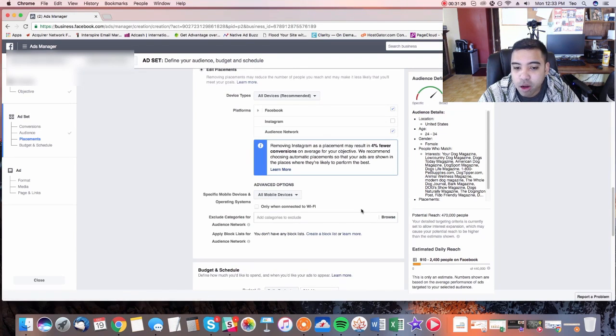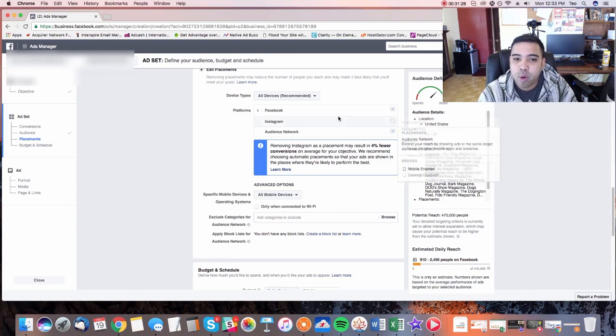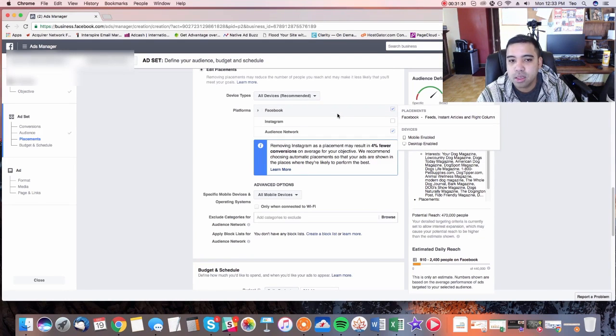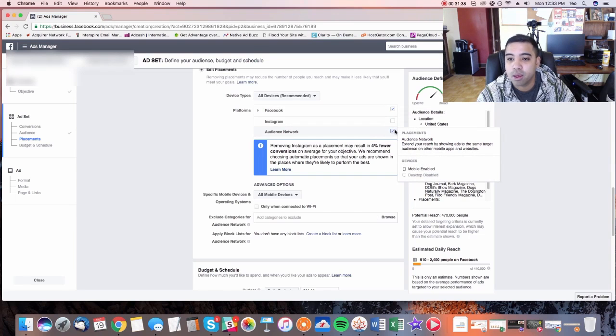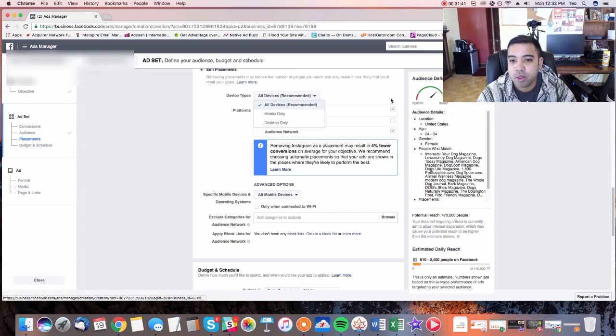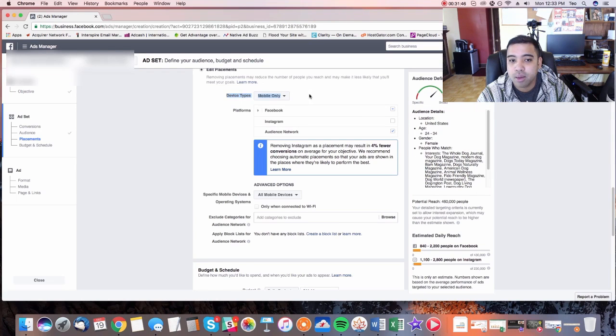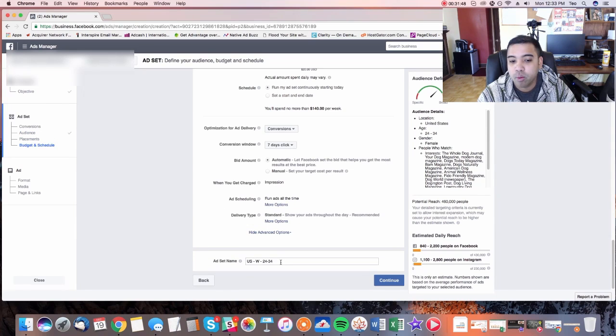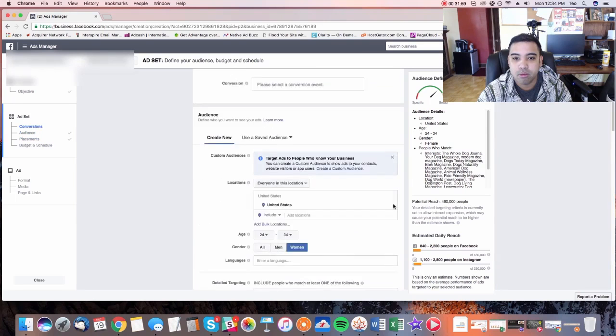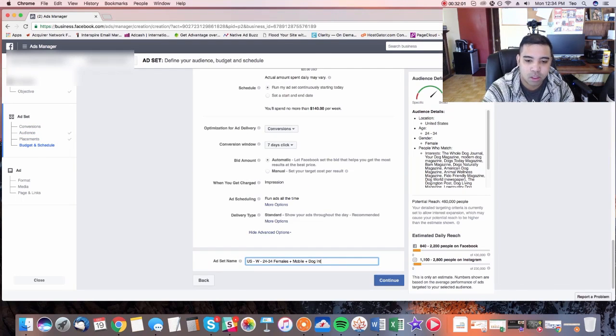You can apply block lists, and it's very important, when you're digging deep into Facebook advertising and Facebook placements, that you take a look at all of this and find out what's working for you. Maybe audience network is not working really well, but we usually keep that on. Let's see, mobile only. We can exclude device types to only mobile. So this campaign particularly will be 24 to 34 females, plus mobile only, plus broad interests, so dog interest.